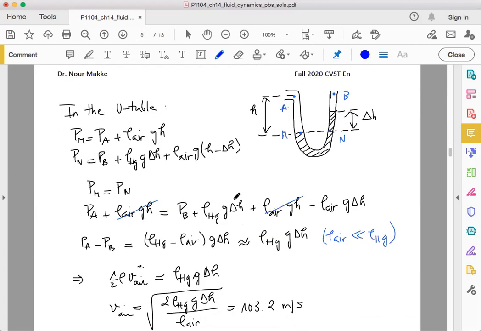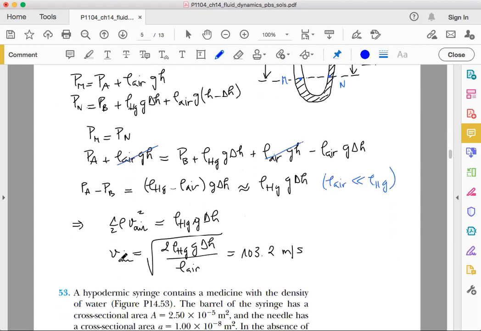So here I've just written everything as it is. We end up with, so therefore, V of the air is equal to the square root of 2 times rho mercury minus rho air in principle times g times delta H. However, here I just made the simplification because the rho of the mercury is equal to 13.6 times 10 to the power 3 kilogram per cubic meter, and rho of the air is nothing else than 1.25. So there is a big difference between these two quantities, and so we can neglect rho air with respect to the density of the mercury.